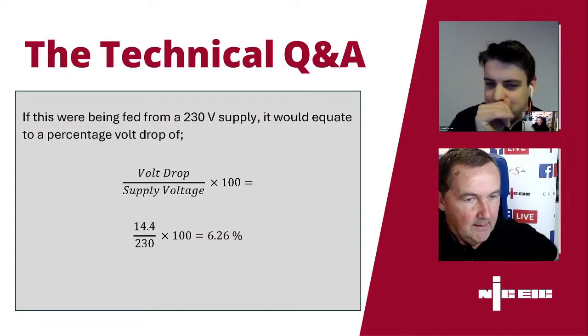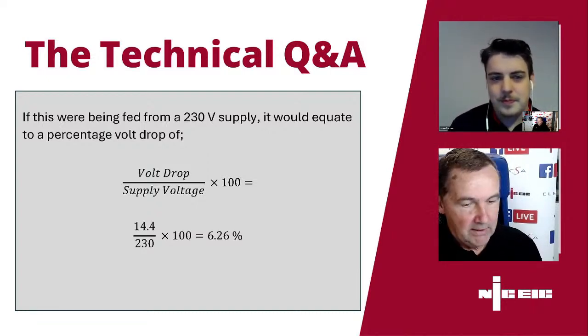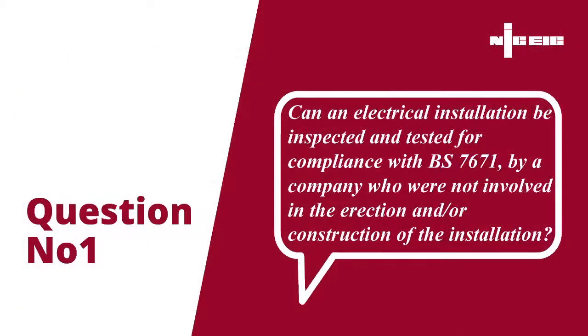Absolutely. Okay, while people are putting in their questions, we'll have a look at some that we've held over from previous sessions. So first one tonight is, can an electrical installation be inspected and tested for compliance with BS 7671 by a company who were not involved in the erection and/or construction of the installation?